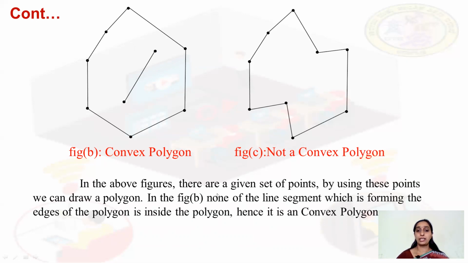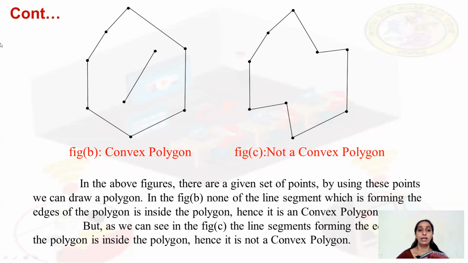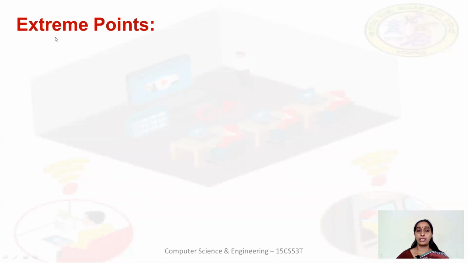In the above figure, there are given sets of points. By using these points, we can draw polygons. None of the line segments which form the edges of the polygon are inside the polygon, hence it is a convex polygon. But in this figure, the line segments are entering inside the polygon, so it is not a convex polygon.